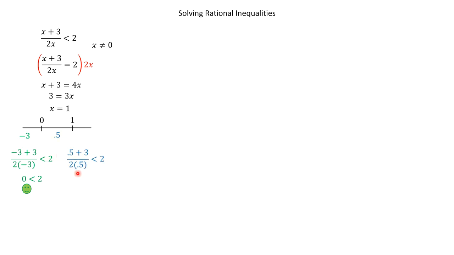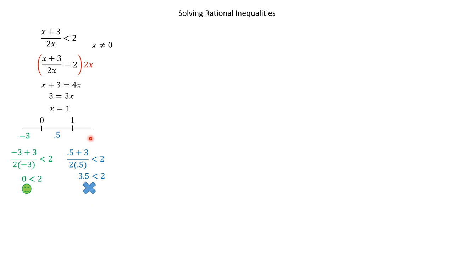So plug it in. We have 0.5 plus 3 over 2 times 0.5. 0.5 plus 3 is 3.5. 2 times 0.5 is 1. So we have 3.5 is less than 2. That does not work because 3.5 is not less than 2.